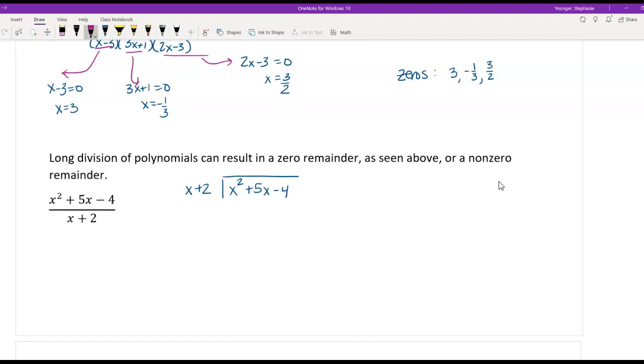All right, to get x squared, what do we have to multiply x by? Well, just x. So I'm going to put it over the x column. And so x times x is x squared. x times 2 is 2x. All right, subtract. These cancel. I now have 3x minus 4.